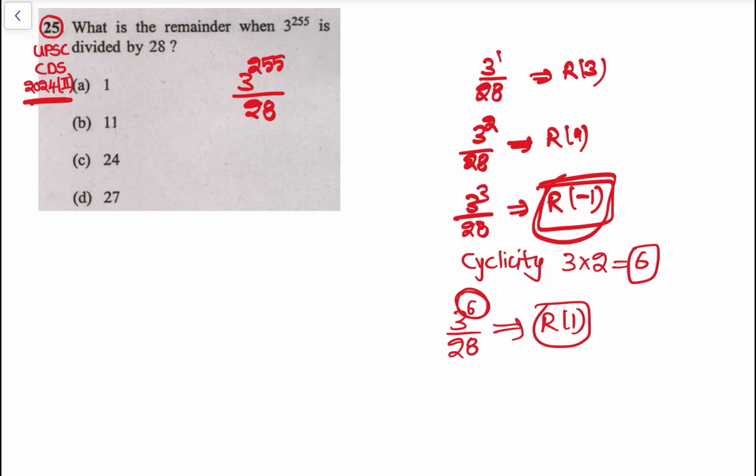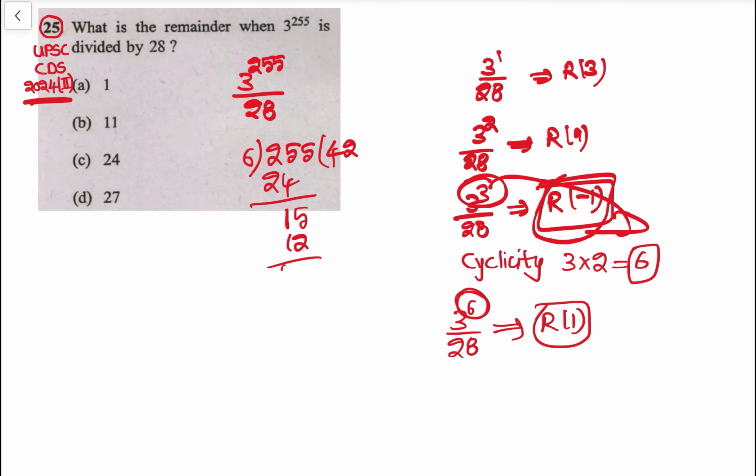-1 आता है तो you can directly say कि भाई इसका double होगा वो cyclicity होगा. So 6 is the cyclicity. So 255 divided by 6. So 6 fours are 24, and 6 twos are 12. So remainder is 3. So this can be written as 3 to the power 6 into 42 into 3 to the power 3 upon 28.